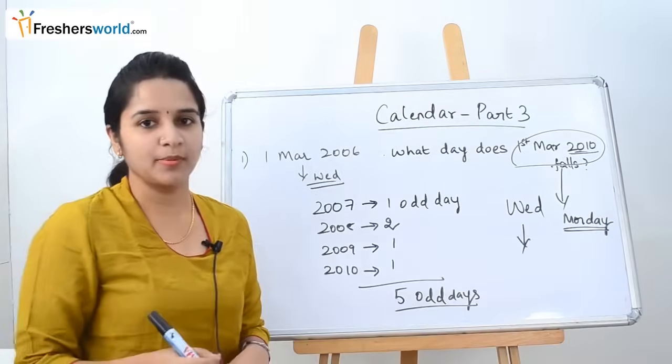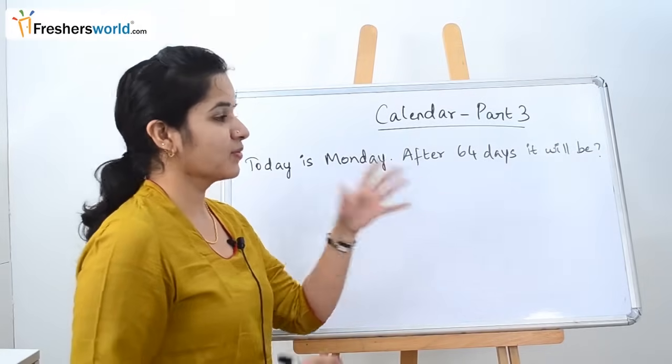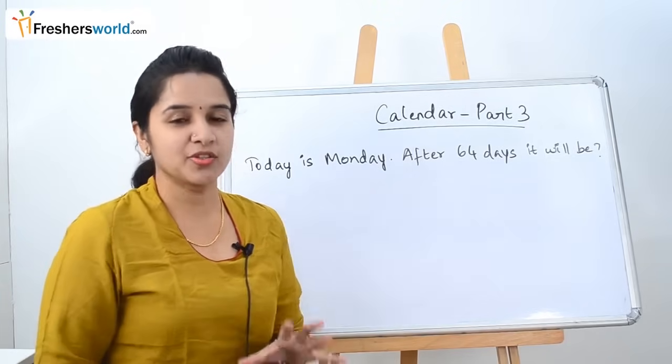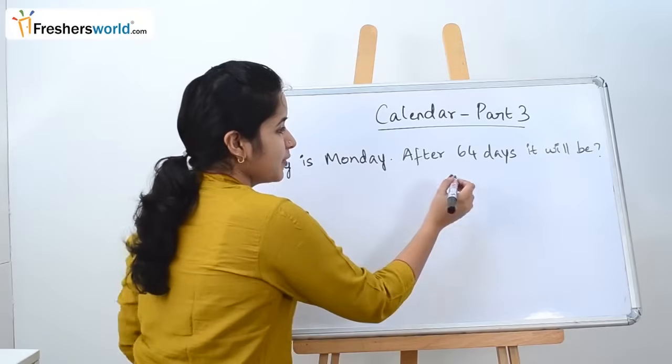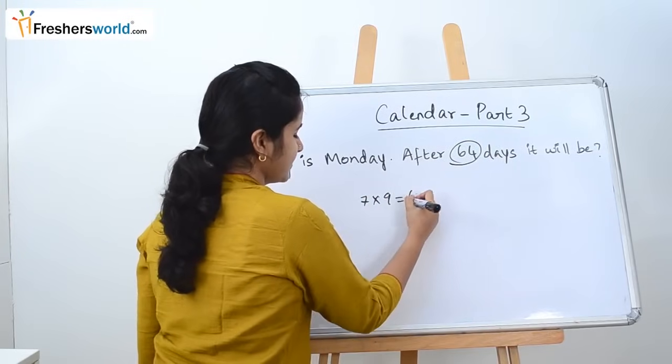Let's solve another problem. The next question they have given is, today is Monday. After 64 days, what will it be? Generally, a week has 7 days, so you take the multiple of 7 which is closer to 64. We know that 7 nines are 63.